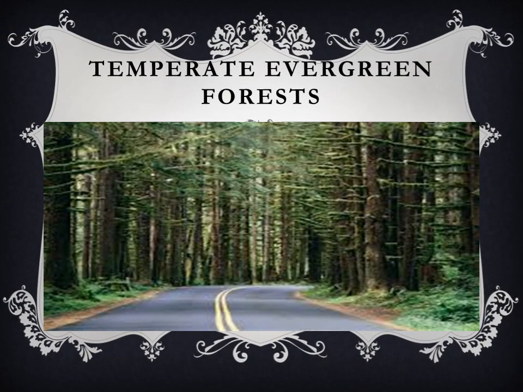Temperate evergreen forest. This type of forest is found in the eastern coastal areas, on the eastern coastal margin of the continents. They lie in the temperate regions of the southeastern parts of China, Japan. These are all on the eastern border. So China, Japan, USA, Brazil, Uruguay, southeastern Australia, and New Zealand. So this type of forest is found in these areas.